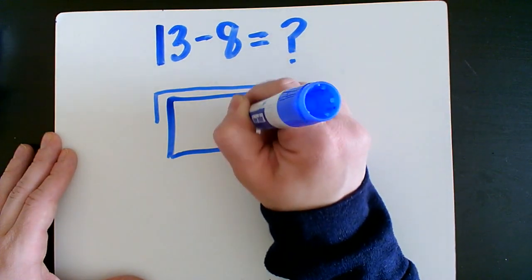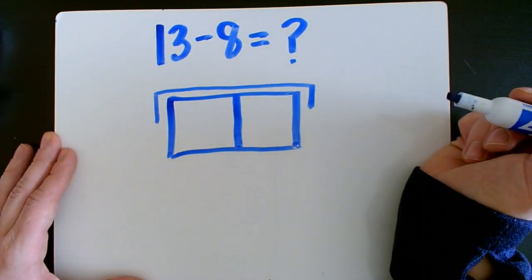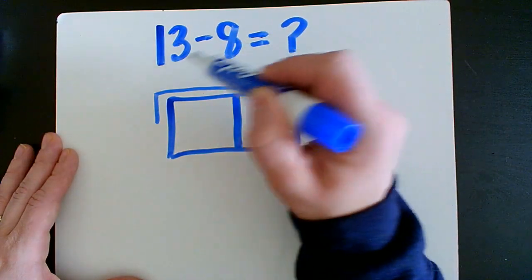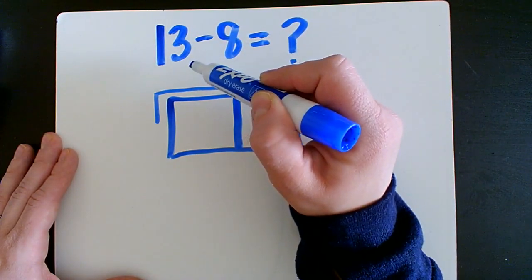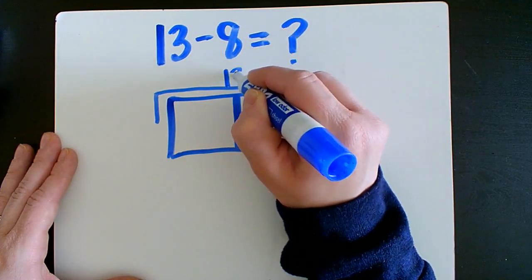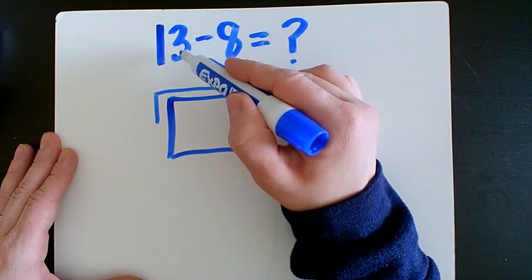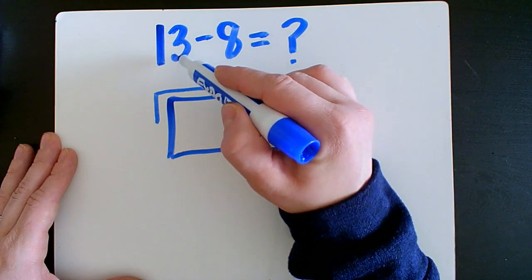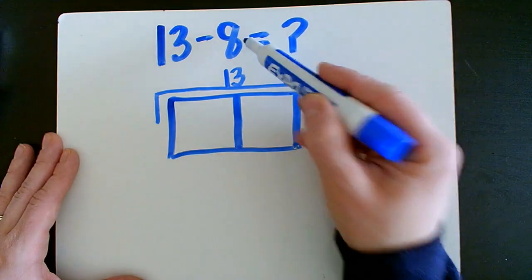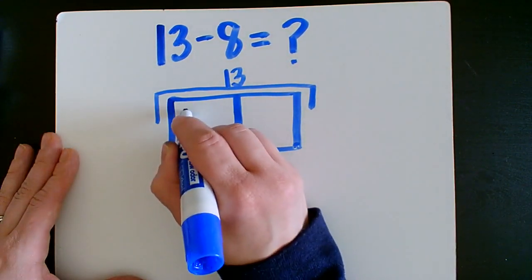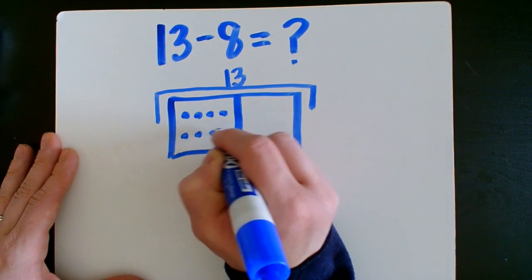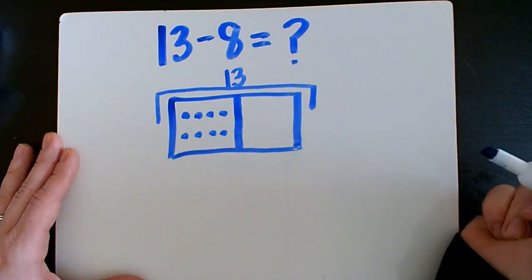So I'm going to make one of these little part whole pictures that we've been making all this week. And when I look at this equation, I know that 13 is the whole. And the reason I know that is because every subtraction problem starts with the total, the whole number. So that's 13. So I know that this together is 13. And I know that one of the parts is 8. So 1, 2, 3, 4, 5, 6, 7, 8. I know that part is 8.